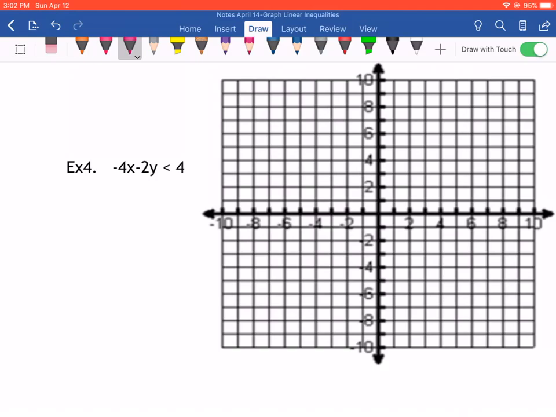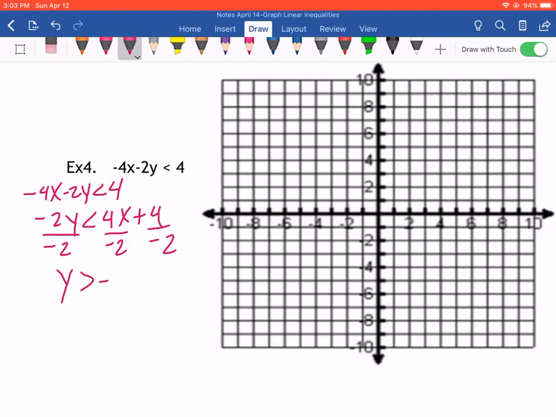So when I rewrite this inequality into y equals mx plus b form, I start with -4x minus 2y is less than 4. My goal is to get y by itself, so I'm going to add 4x to each side. So bring down -2y less than positive 4x plus 4, right? Because it goes positive when it moves to the right-hand side. Now divide everything by -2 to get y alone. If you're thinking to yourself right now, Miss Powell, don't you need to change the direction of that inequality? You are correct. You divide by a negative, change the direction. So y is greater than -2x minus 2.